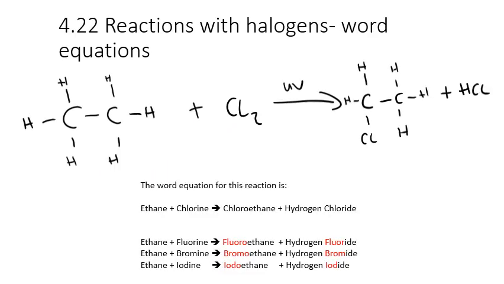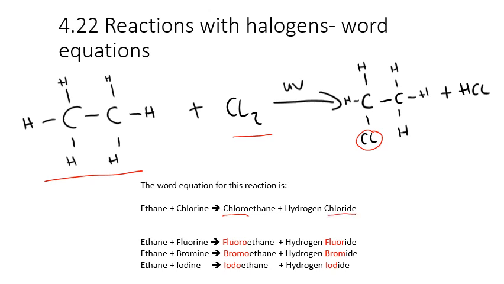Now for good practice, we're going to make sure we can also do this with regard to word equations and symbol equations. I've been showing you a displayed formula so far for the organic molecules just so you can see where the atoms are going. However, when we're doing a word equation, it needs to look slightly different. So this is of course ethane, and we're reacting with chlorine. And what we make is something that we call chloroethane. So chloro because there's a chlorine on it, and ethane because it's essentially an ethane molecule. And then we get hydrogen chloride.